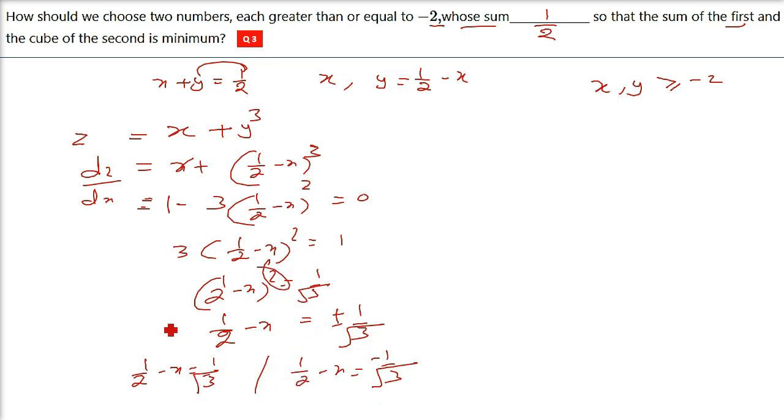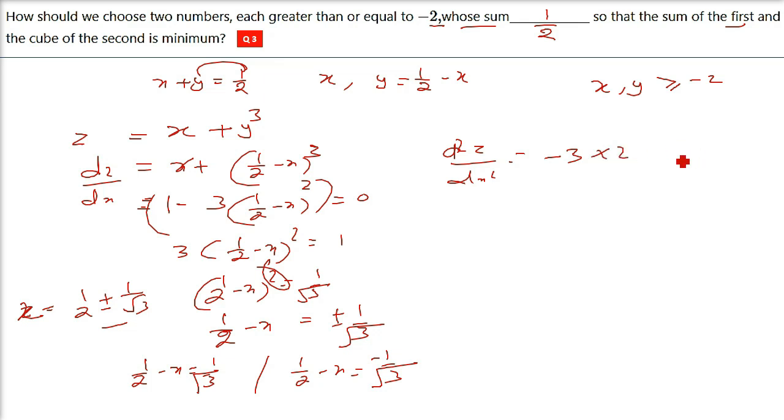Now the question arises, which of these two values has to be actually used in order to find out which is the better value, or which is minimizing the actual expression, which is x plus y cubed. Finally, we can write x as half plus minus 1 by root 3. I'm just combining the two values so that they go together. Next one is d2z by dx2, which is the differentiation of the differentiation, the double differentiation. That will give you the sign. We are interested in the sign in this particular case of the second differentiation.